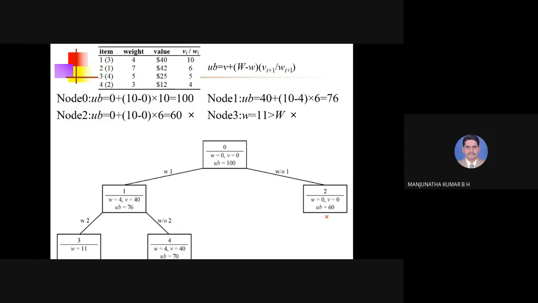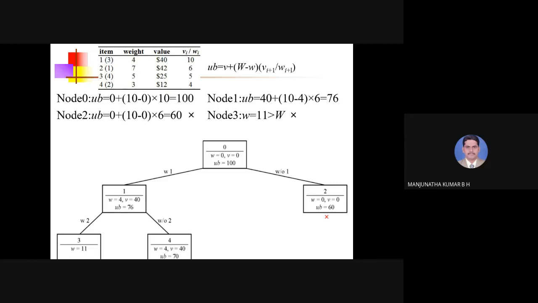So for node 3, you need not calculate the V value, you need not calculate the upper bound value also, because in the beginning itself it's violating the problem constraint. The total weight is becoming 11. 11 is greater than the maximum capacity of the knapsack. So my decision to include the second item is not suitable now. It is not a correct decision.